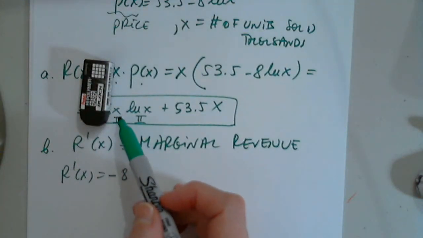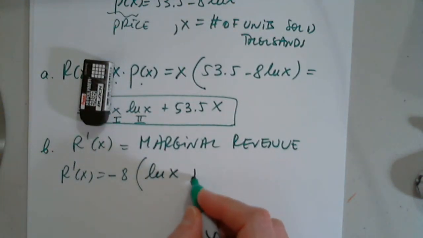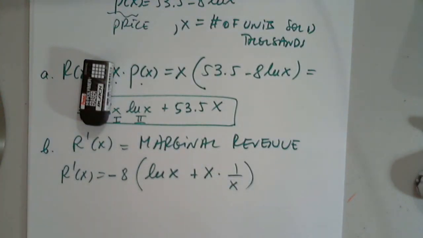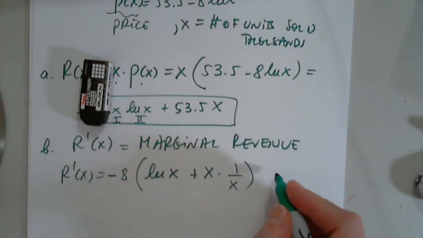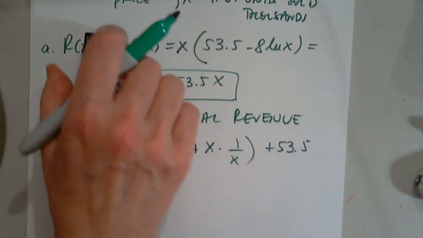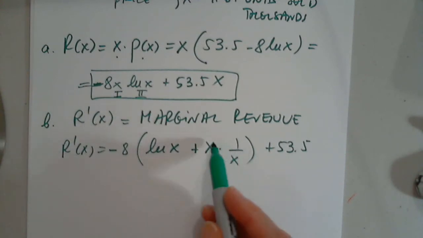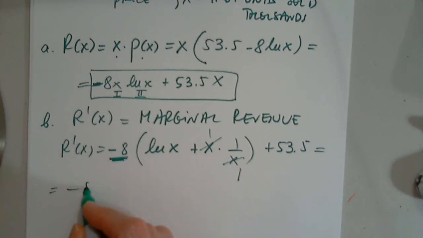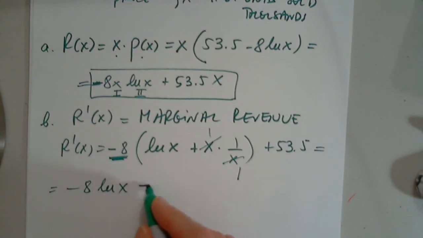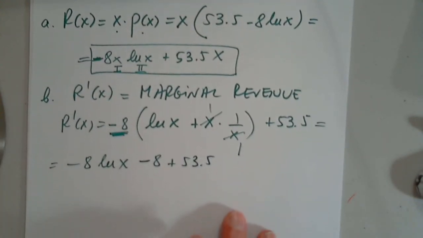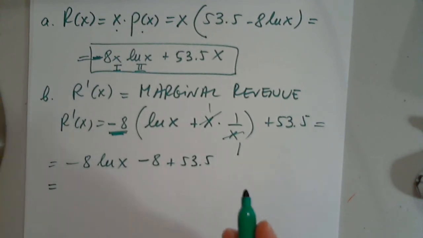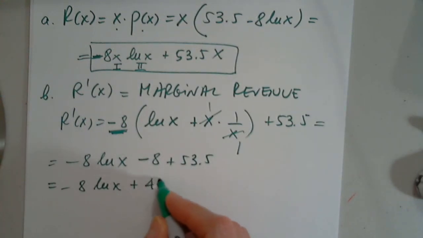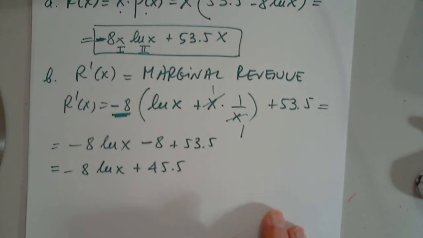So the first function prime is 1. Then I just copy natural log X, plus I copy X, but now I have to differentiate natural log, and we know it's an easy situation. Now when I differentiate the other term, I just get 53.5. I will simplify, of course, and I get 1. Now remember, we have to distribute negative 8. So this is negative 8 natural log X, minus 8, and plus 53.5. So finally, our R prime, the marginal revenue, is negative 8 natural log X plus, what is this, 45.5? Correct me if I'm wrong at any point in time. Feel free to correct.